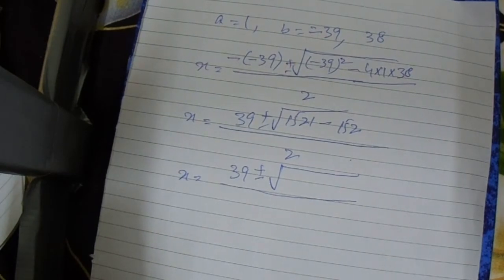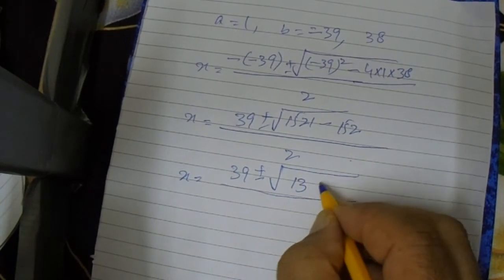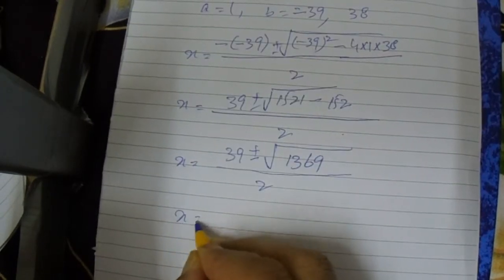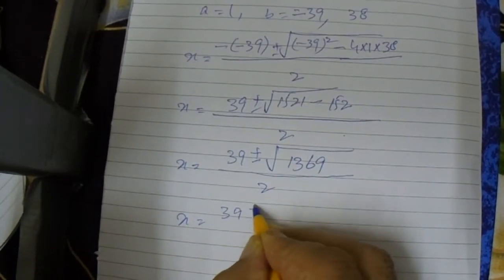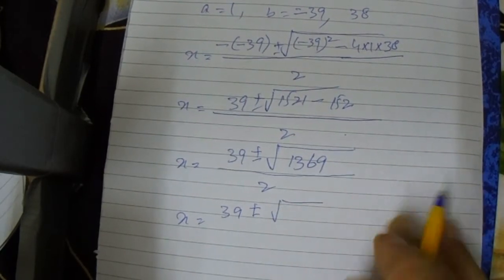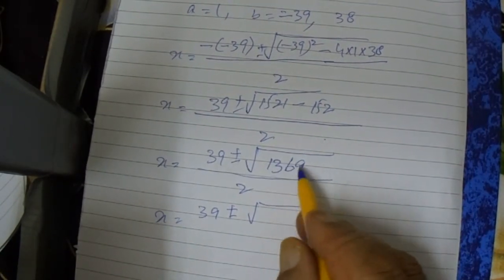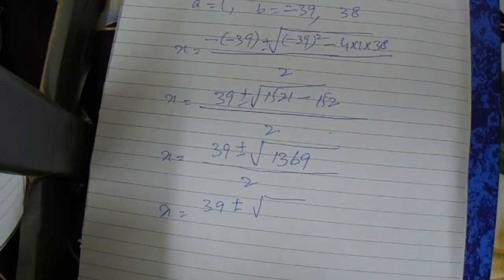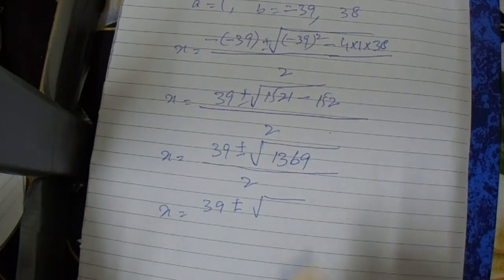Now subtract 152 from 1521. 21 is equal to 13 under 69 and now 2. And now x is equal to 39 plus minus, and we want the under root of this, and this is equal to under root 1369 is equal to 37.